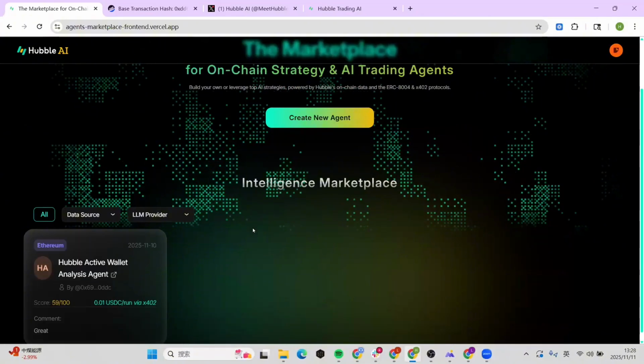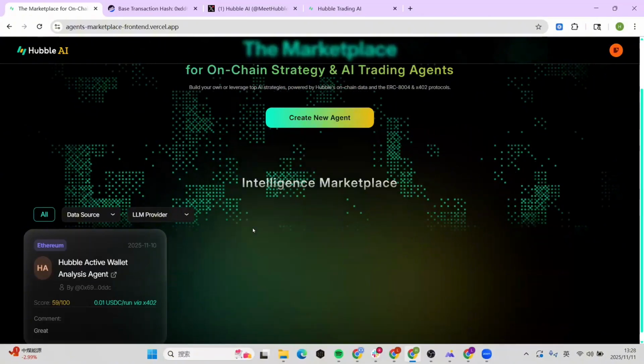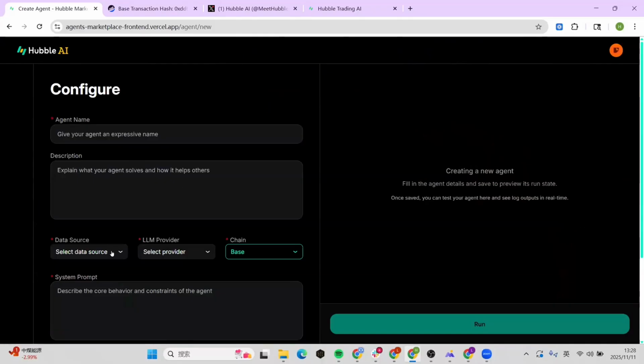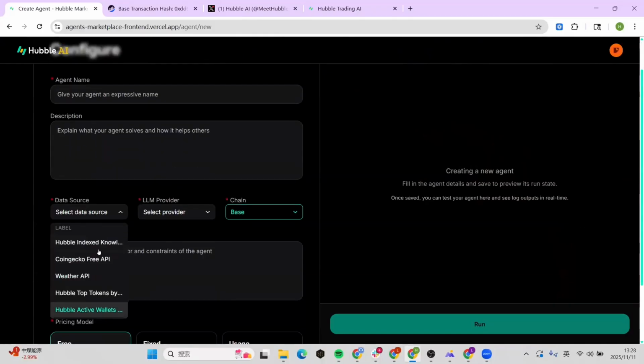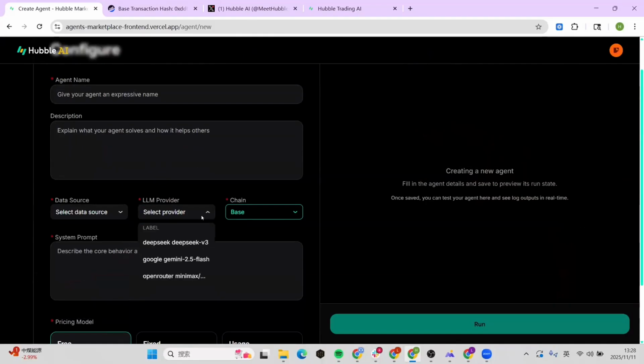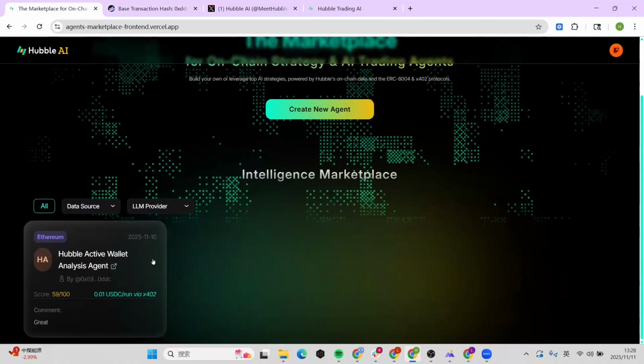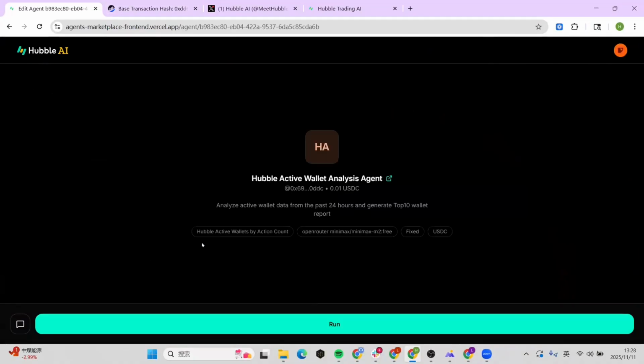And here is the agent marketplace. You can easily create your new agent. You can choose the data source. We're going to expand more and more data sources here, and you can choose different LLM providers and input your prompt so that you have your own agent and people can use it. Here is a demo example we created, and you can run it.